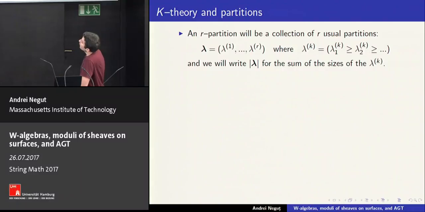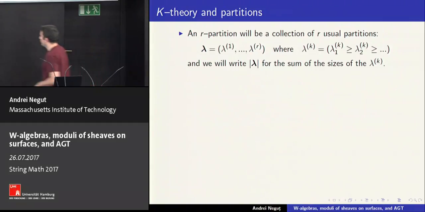So now about partitions. And here is where I will actually have to write some things down. Everybody knows what a partition is, and I'm sure you have seen in this kind of context R tuples of partitions. I will denote R tuples of partitions by this bold letter lambda. By definition, it's an ordered collection of R usual partitions. The size of the R tuple of partitions is the sum of the sizes of lambda 1 through lambda R.